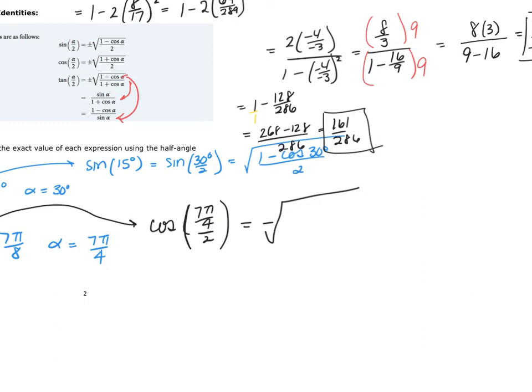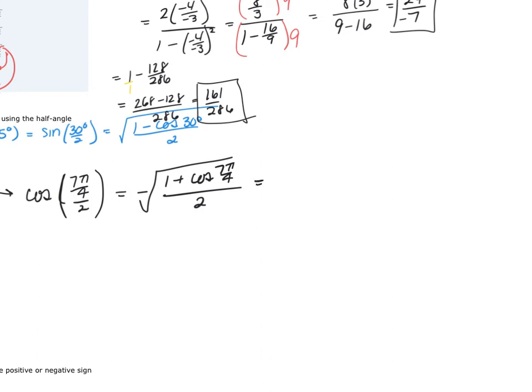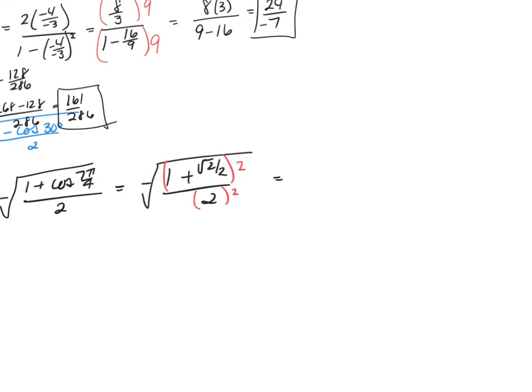Now I'm just going to evaluate this as 1 plus the cosine of 7 pi over 4 divided by 2. The cosine of 7 pi over 4 lands in quadrant number 4, so it's going to be a positive number, so it's a negative square root of 1 plus the square root of 2 over 2 divided by 2. And as before, I'm going to multiply this by 2 and this by 2. And I'm going to end up with a negative square root of 2 plus the square root of 2 over 4, which is the negative square root of 2 plus the square root of 2 all over 2.